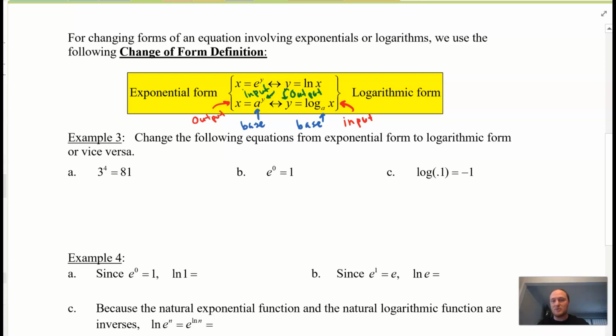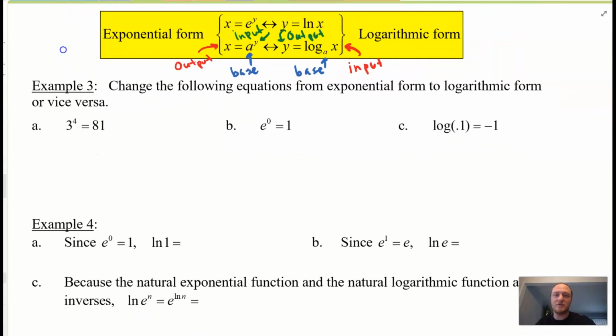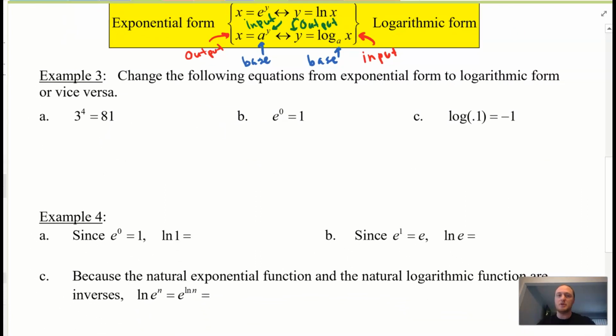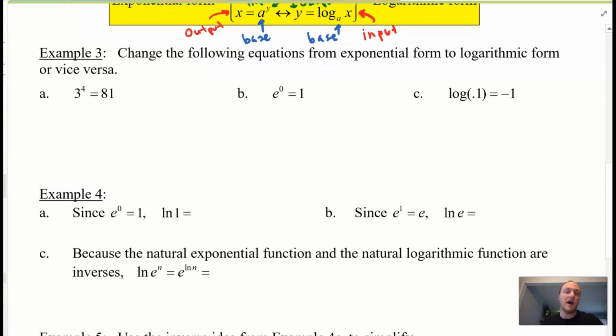And then over here, I have the input, okay? So that should make sense, right? They switch. So here, example 3, it says, change the following equations from exponential form to logarithmic form, or vice versa. Well, I have an exponential, okay, and notice the base is 3. So it's going to be log base 3, okay, and then the input and the output switch. So it's going to be log base 3 of 81, and sometimes you'll see parentheses, sometimes not. If you have a more complicated, what we call argument, or your input, then you'll see parentheses, and this is equal to the output, which is 4.